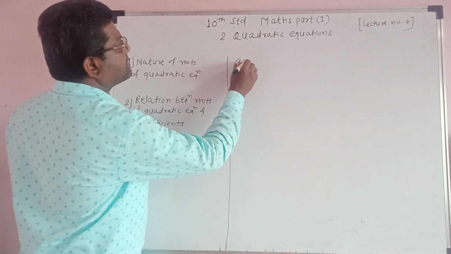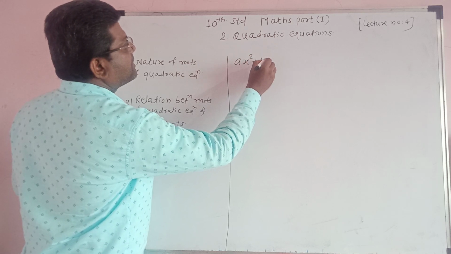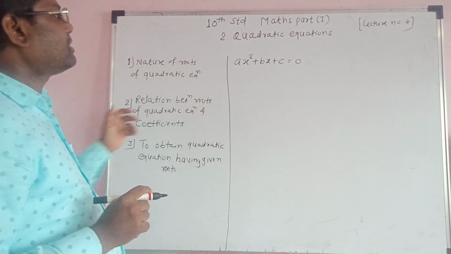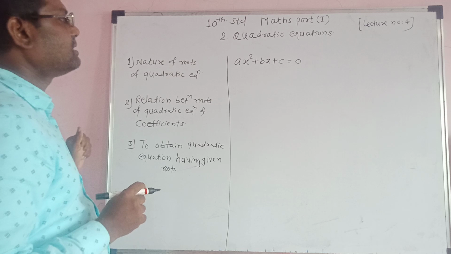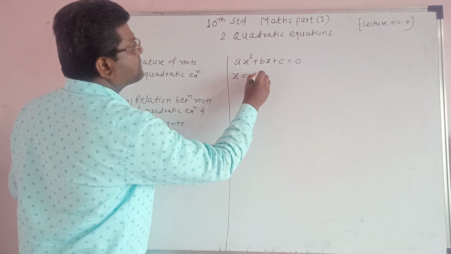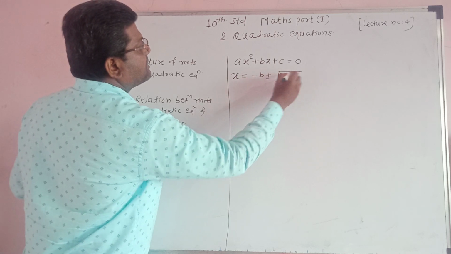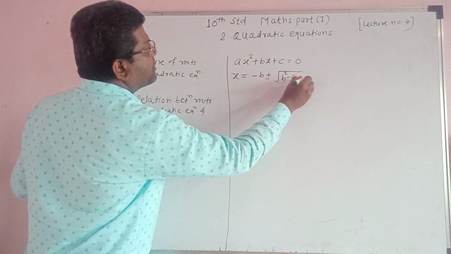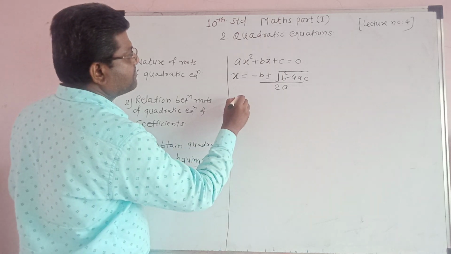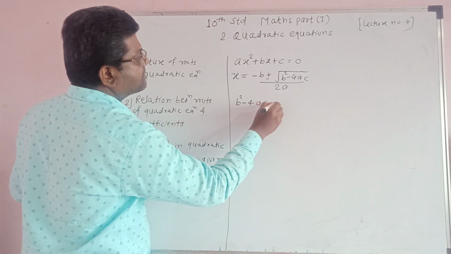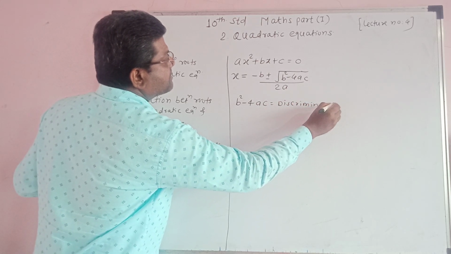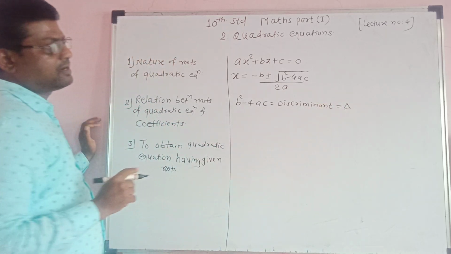Any quadratic equation in its standard form is given by ax² + bx + c = 0. In order to find the roots of this quadratic equation, we use the formula x = (-b ± √(b² - 4ac)) / 2a. Now the term b² - 4ac is called a discriminant, and it is denoted by delta.